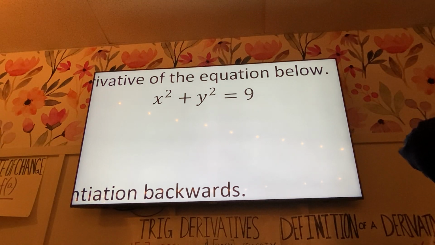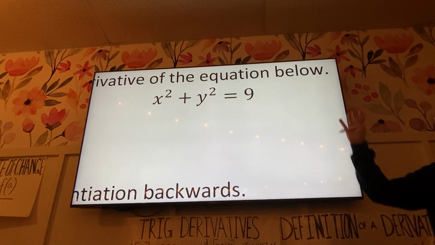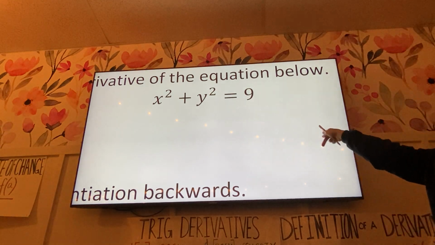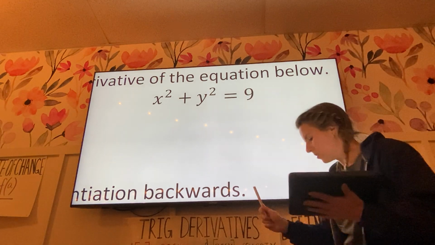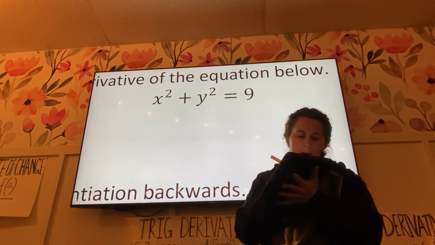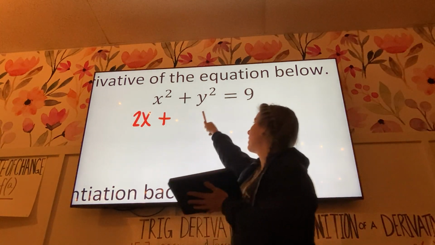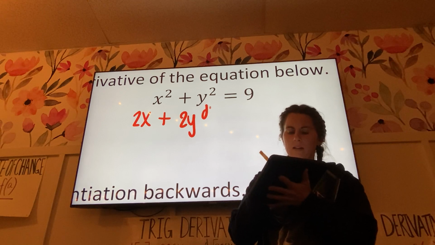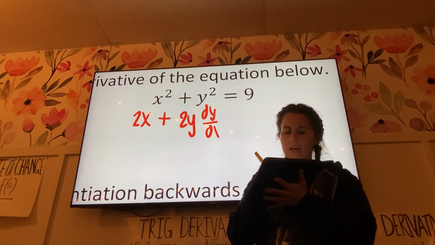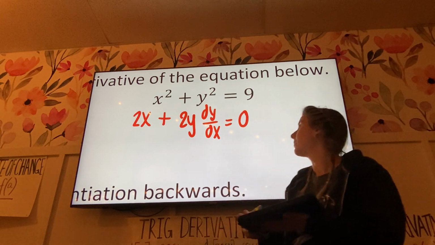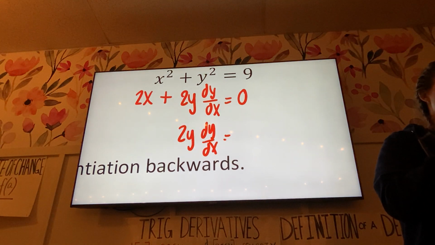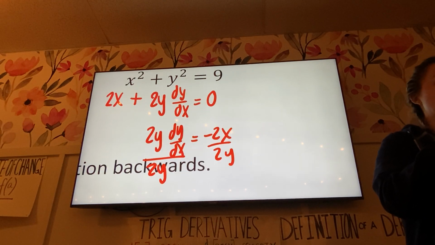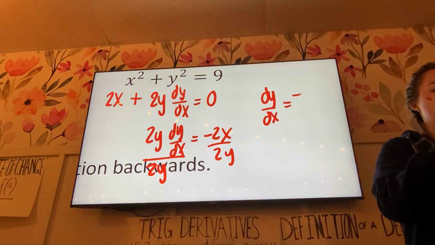Implicit differentiation is when you're taking the derivative of a function that has x and y in it. So if I wanted to differentiate this, because there are x's and y's, I'm going to use implicit. When I take the derivative of x squared, what do you get? 2x. What's the derivative of y squared? 2y dy/dx. And what's the derivative of 9? 0. Then you just get dy/dx by itself. So you subtract the 2x, then divide by 2y. And so your derivative, dy/dx, is going to be negative x over y.